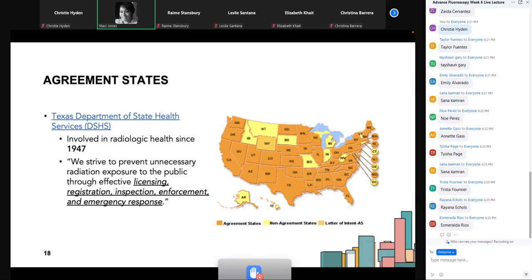Now, some places, I know California is like this, you actually have to take an additional test, especially for people working in fluoro. So not only in order to get their state license specifically in fluoro, you have to take an additional test besides just your ARRT registry in order to work that machinery.